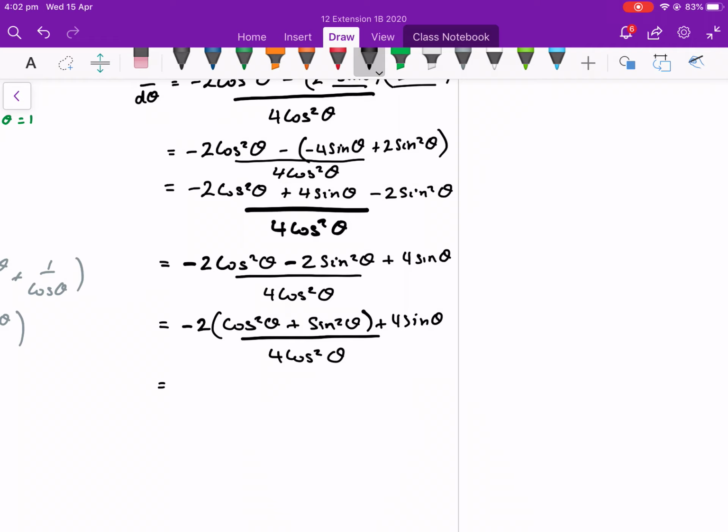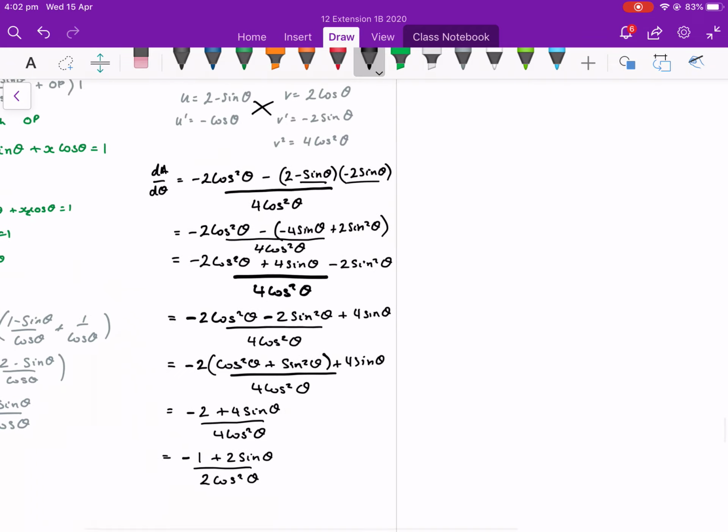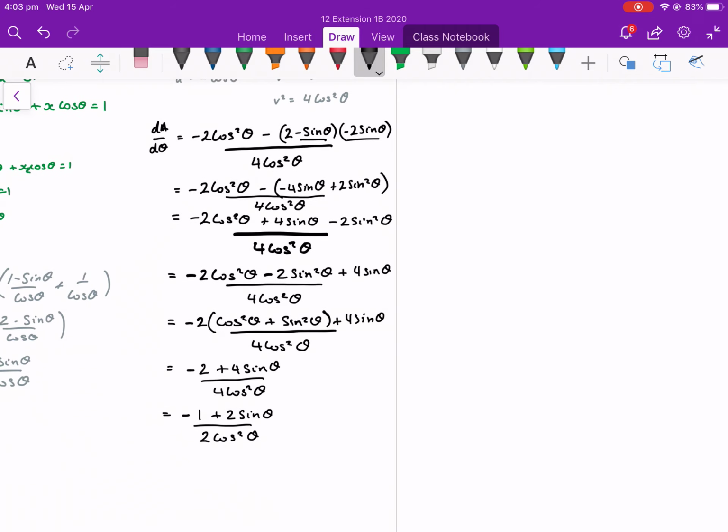So that becomes negative 2 plus 4 sine theta all over 4 cos squared theta. And each of those terms divide by 2. So we end up with negative 1 plus 2 sine theta over 2 cos squared theta as our derivative. Now, again, that's just differentiating it. We're being asked to minimize the area and find the value of theta that will give us a minimum area.